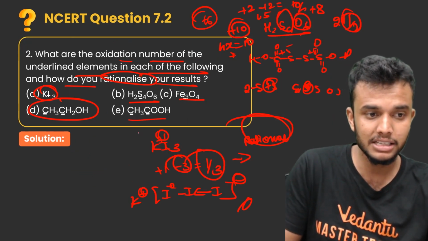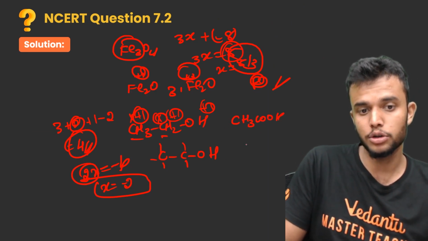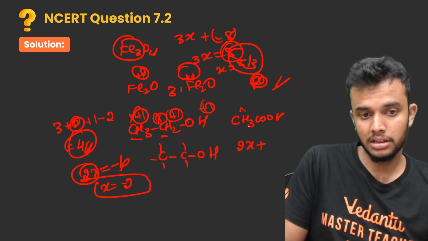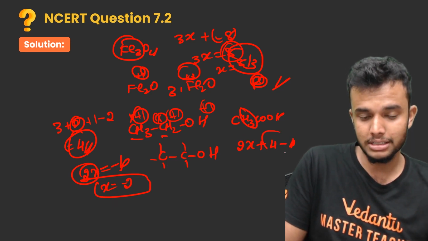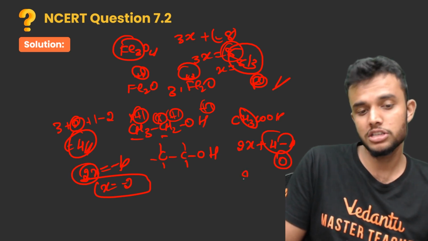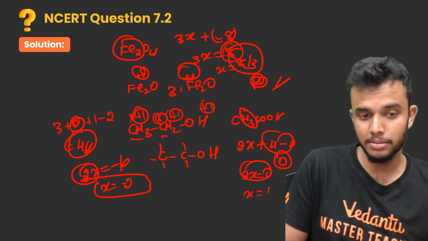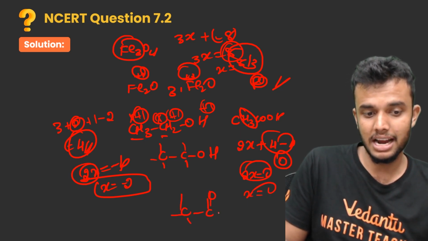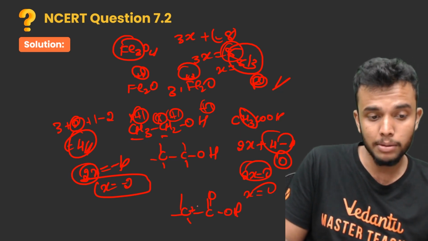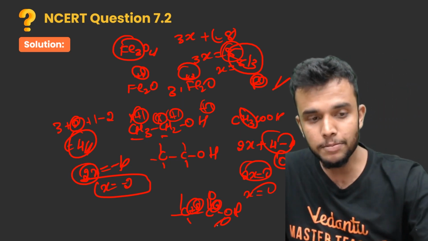The next one is CH3COOH. Totally 2x, 3 is nothing but 4, minus 4, it's nothing but 0. We got 0. 2x is equal to 0. According to this structure, one carbon is at plus 2 and another one is at minus 2 oxidation state. That's all. Let's move to the next question.